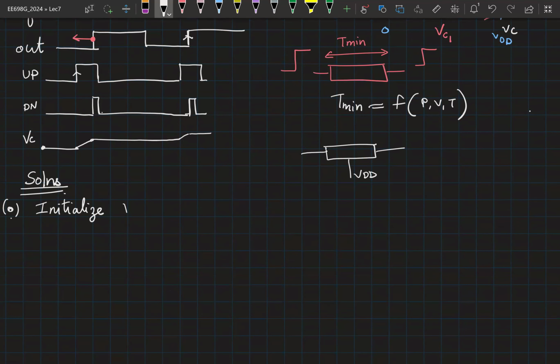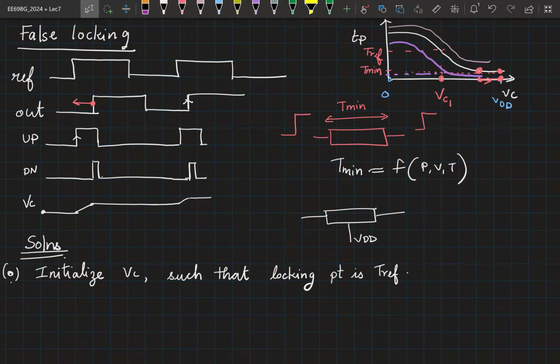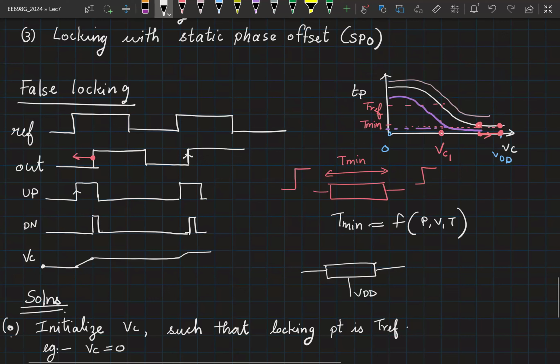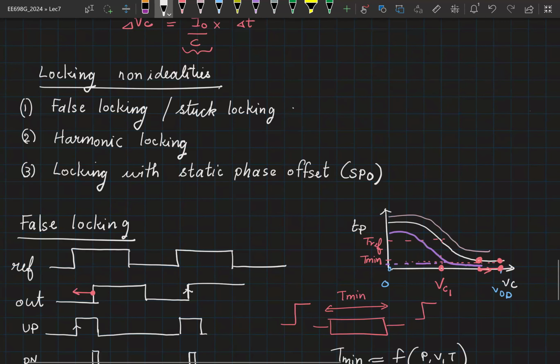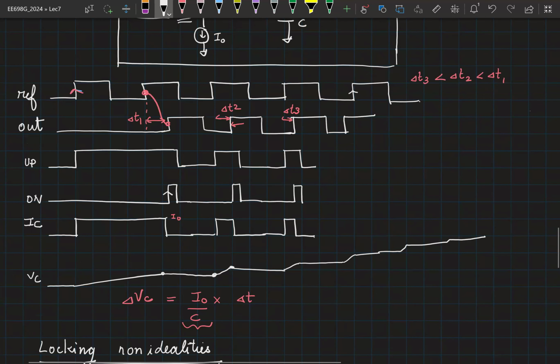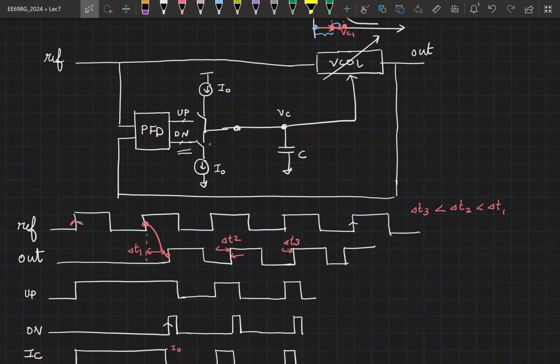So you initialize VC such that the locking point is TRF. What would be a good value for VC in this case? Zero. So how would I initialize VC to zero? So this is my delay lock loop. How can I initialize the capacitor voltage to zero?